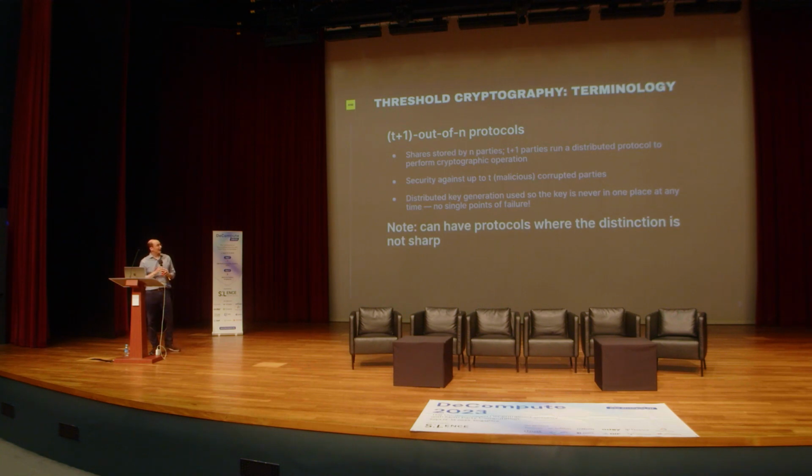And I want to just point out, this will come into play at one point during my talk, that you can actually have protocols where there's no sharp divide between the number of corrupted parties that can be tolerated and the number of parties needed to generate a signature. So in particular, when I talk about honest majority protocols later on in the talk, there we'll have protocols that can tolerate T corrupted parties, but it can be the case that you require 2T plus 1 parties to get together in order to generate a signature.